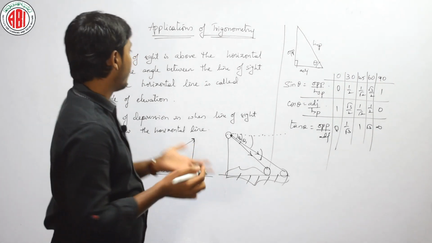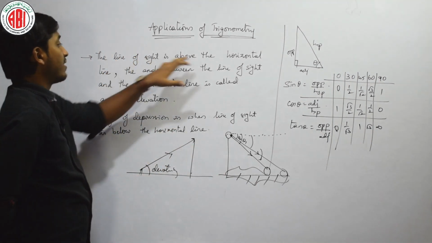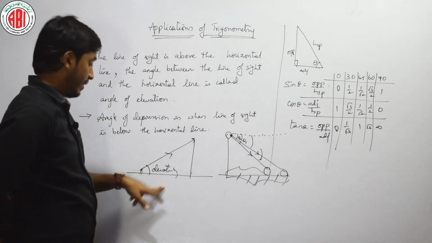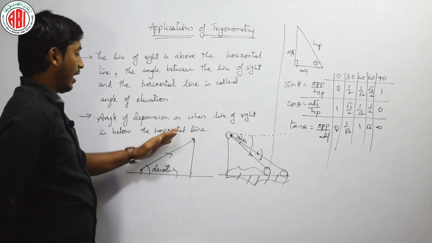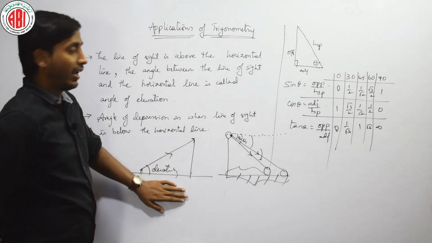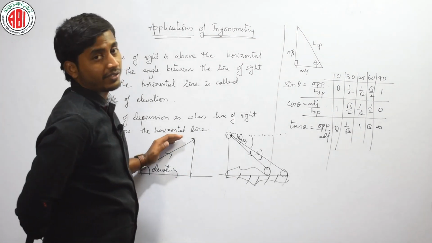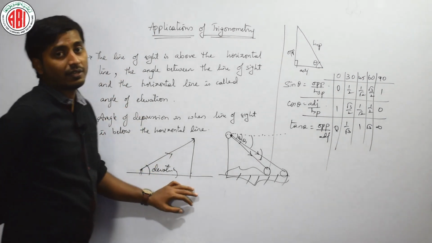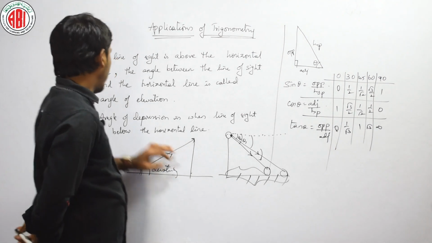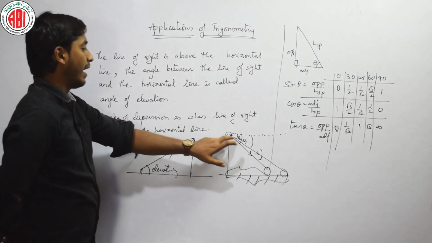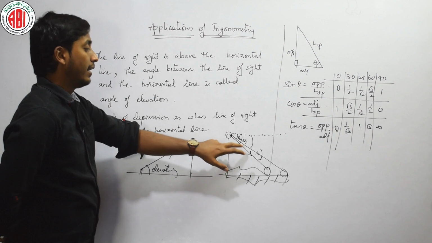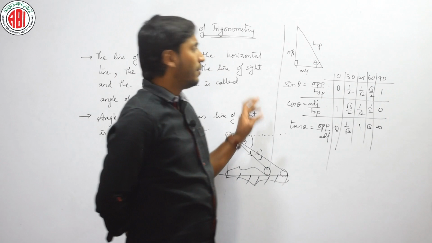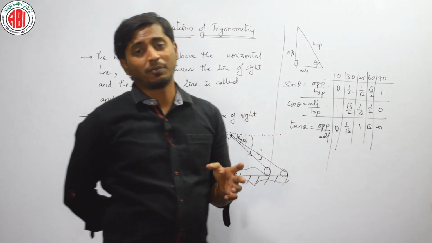Is it clear? If you observe the definition also, if the line of sight is above the horizontal line, say here line of sight is above the horizontal line, then the angle between the line of sight and the horizontal line, राइट, ये हॉरिजॉन्टल लाइन और ये लाइन ऑफ साइट के बीच में कुछ भी एंगल रहने दो, वो एंगल को हम एंगल ऑफ एलिवेशन बोलेंगे, ओके. And the second thing, the angle of depression is defined when the line of sight is below the horizontal line. Did you understand? Based on this we will solve many problems.